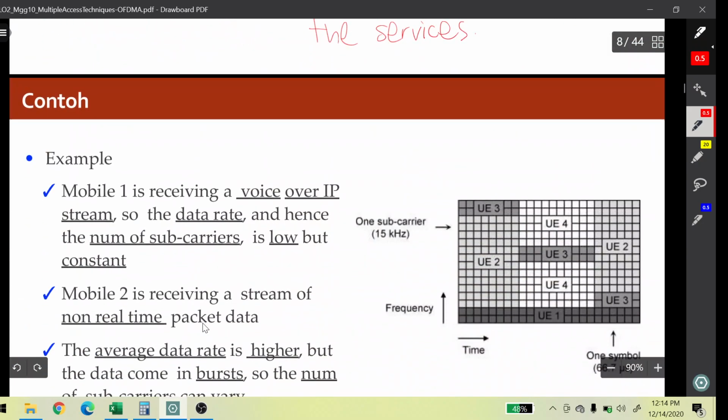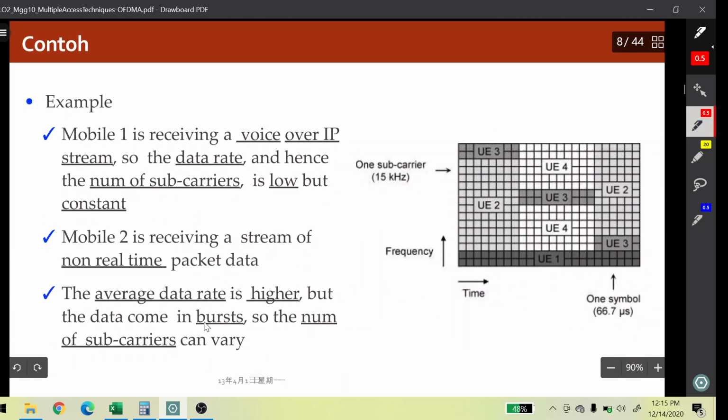For example, if we are talking about voice over IP, it is a voice communication, right? It requires a dedicated channel. However, it doesn't need a large data rate. So, if we are talking about the frequency domain over here, the vertical one is the frequency domain, right? It is divided into several subcarriers, where each subcarrier is 15 kilohertz wide.